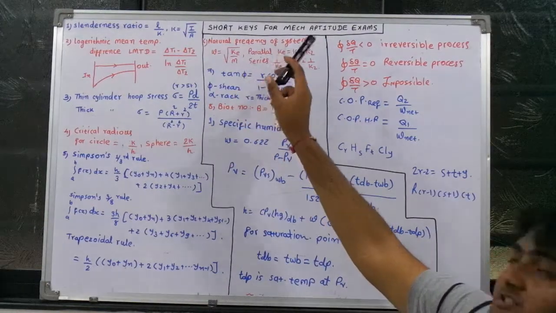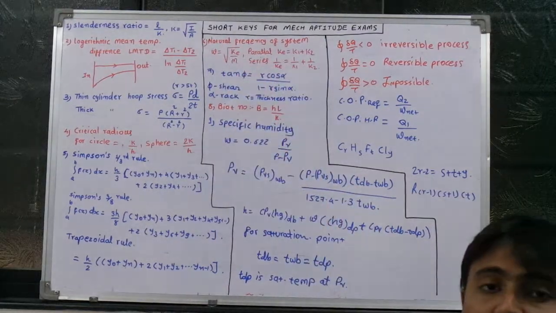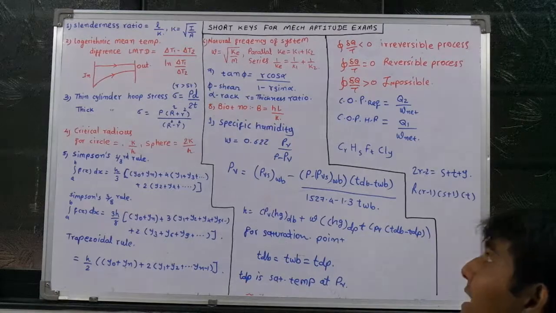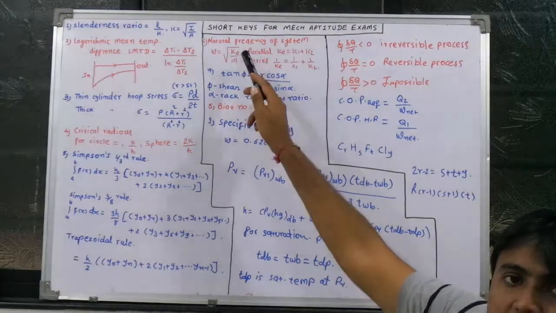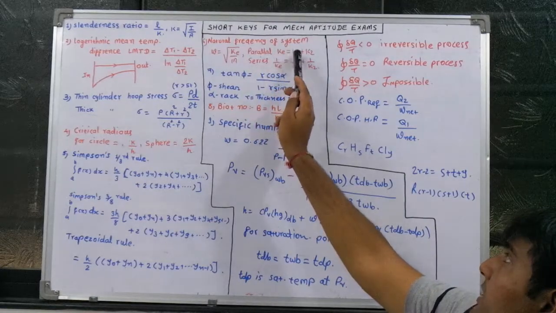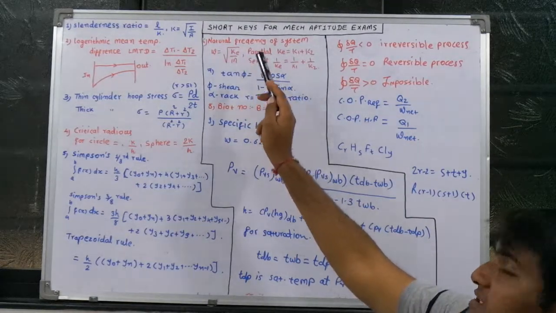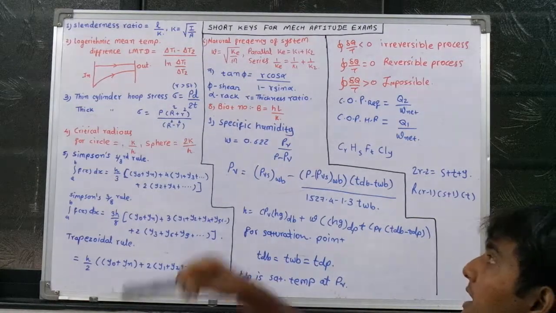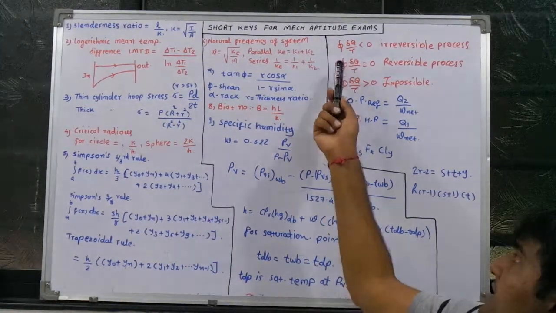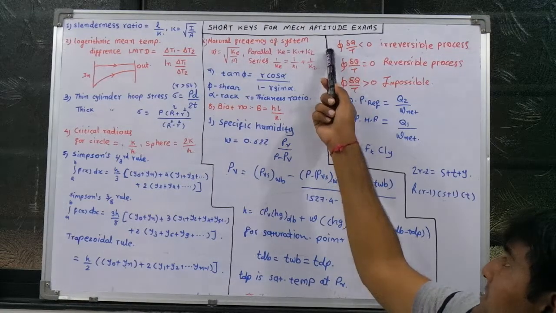Okay, the natural frequency of the system is given by under root k by m. K equivalent for parallel springs is K equivalent equal to K1 plus K2, and for the series connection, 1 upon K equivalent is equal to 1 upon K1 plus 1 upon K2. And if the number of springs is more, then add 1 upon K3 also, and plus K3 for parallel.